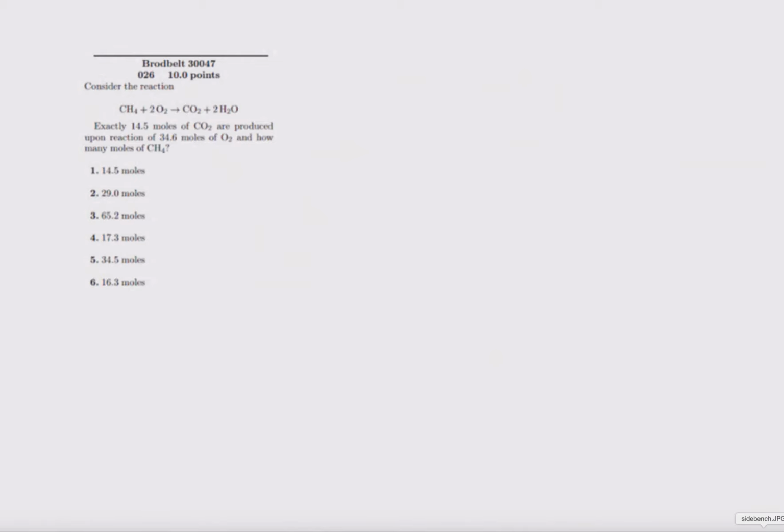Okay, if 14.5 moles of CO2 are produced and we reacted 34.6 moles of O2, how many moles of CH4 did we have to use? This is kind of a limiting reactant problem. According to the equation, if we react 34.6 moles of oxygen, we should get half that amount of CO2.